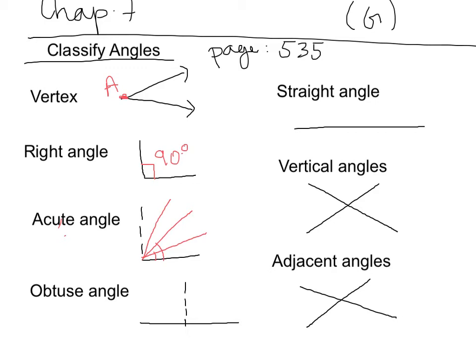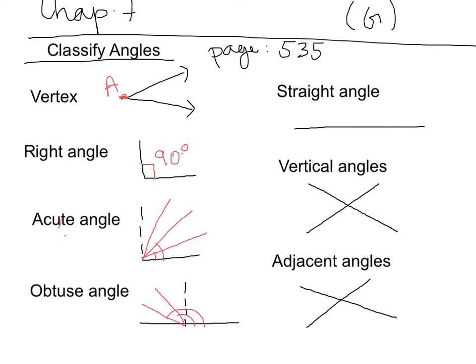An obtuse angle is an angle that's greater than 90 degrees. Now, this is a 90-degree angle. So for the angle to be obtuse, it has to be on this side. For example, this angle will be an obtuse angle. This one will be an obtuse angle. So it's an angle that's greater than a 90-degree angle.